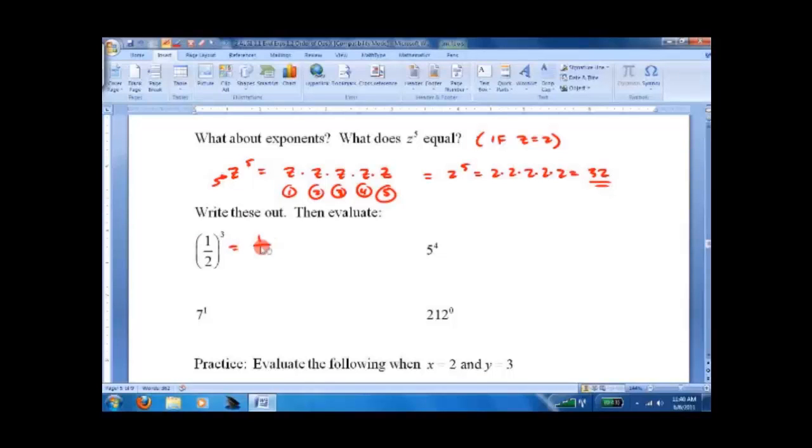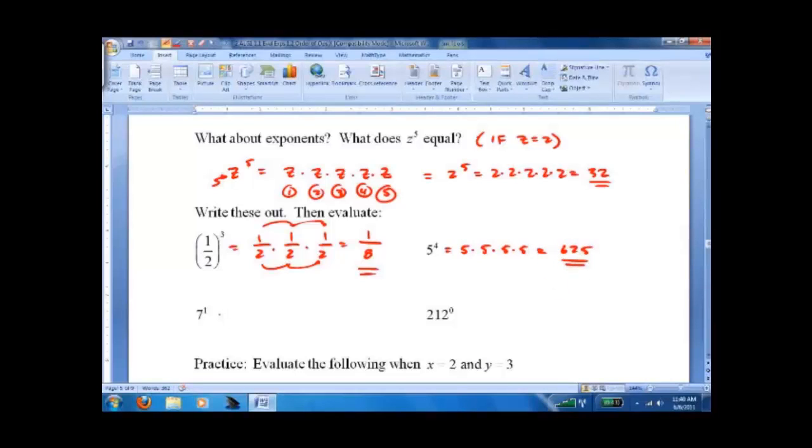1/2 to the 3rd means 1/2 times 1/2 times 1/2, which is 1 over 8. Because when we are multiplying fractions, we just multiply the top and multiply the bottom. 1 times 1 times 1 is 1. 2 times 2 times 2 is 8. If we are doing 5 to the 4th, it's 5 times 5 times 5 times 5, which I happen to know off the top of my head is 625.